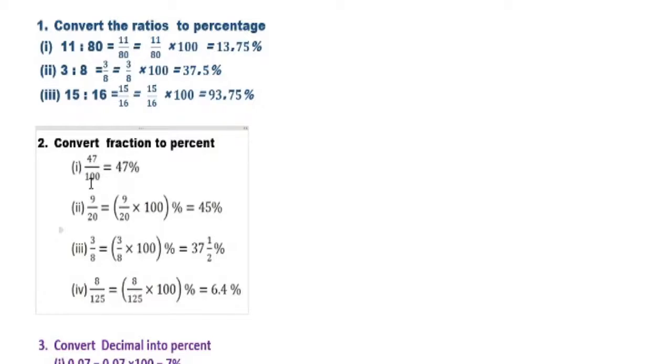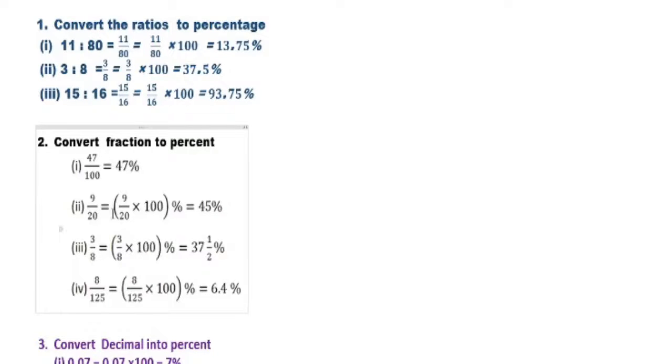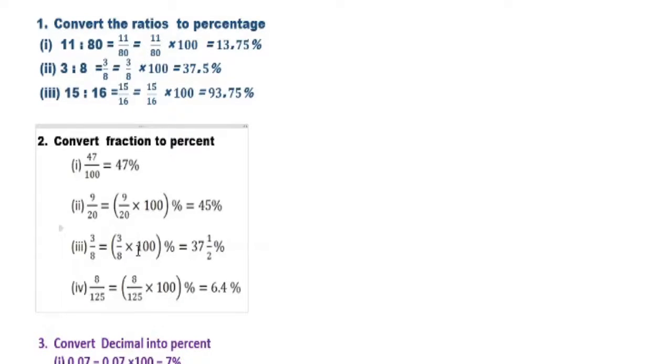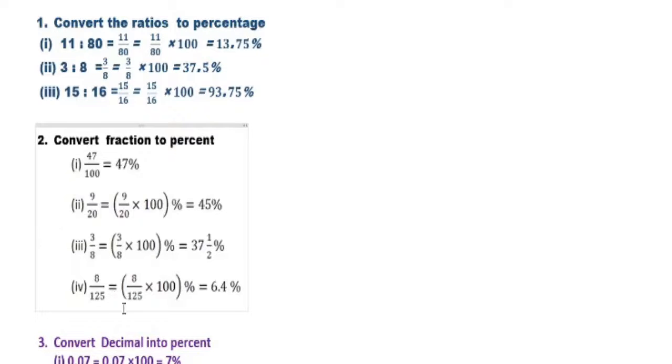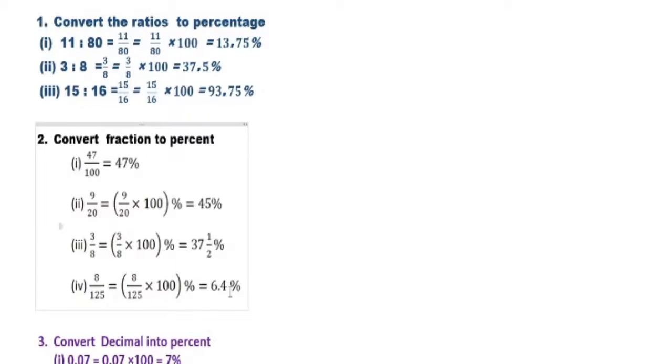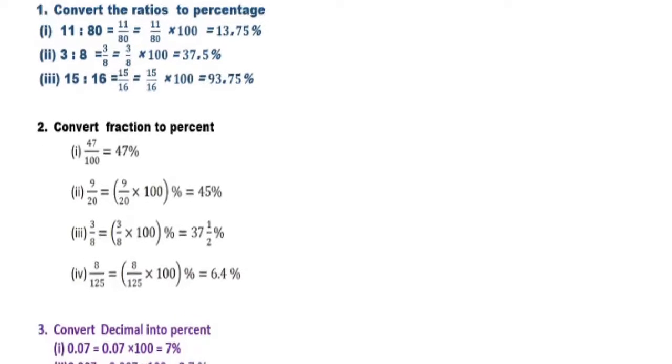So in the first question we can see the denominator is 100. If the denominator is 100, directly you can write 47%. Here the denominator is not 100, so you have to multiply the given fraction by 100. Now third one, 3/8. For converting into percent, 3/8 into 100, that is 37 1/2%. Similarly, 8/125. For converting into percent, we have to multiply the fraction by 100, that is 8/125 into 100. You will get 6.4%.